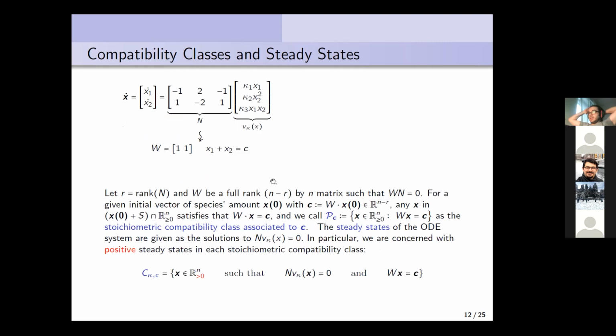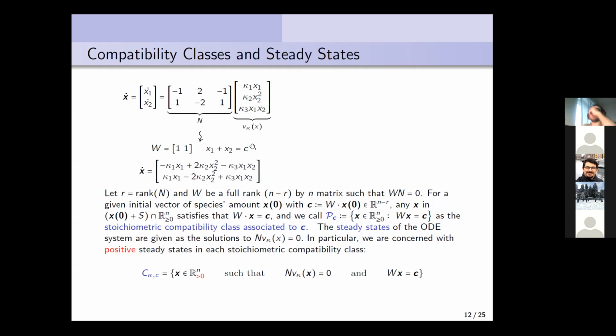So the thing that we want to do is to understand the stationarity points of this reaction. Namely, we want to understand the solutions of N times v_kappa(x) equal to 0. And more importantly, we are concerned with positive steady states in each stoichiometric compatibility class. So basically, we are trying to understand whether there are multiple solutions in each class or not. I didn't define what multistationarity is yet, but this is going to be the main thing.